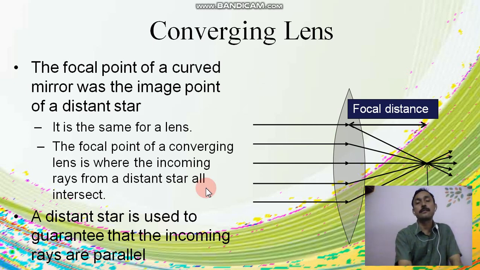A distant star, for example the Sun, which is a star, is at a huge distance, so parallel light is coming from the Sun, it falls onto this lens and meets at this point. So this is the meaning of the distant star. All the rays intersect at a particular point, and that point is the focal point. A distant star is used to guarantee that the incoming rays are parallel. So a distant star will produce parallel light.